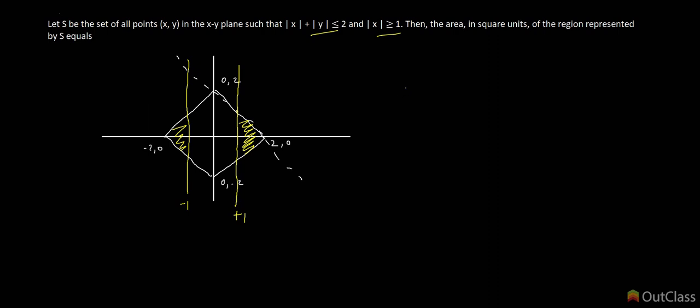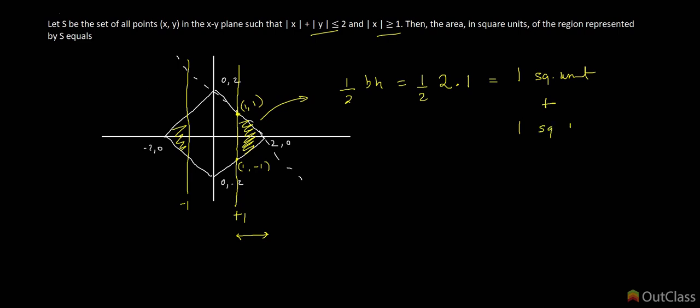They want the total area in square units. So this triangle is basically having a base of 2 units, because this point is going to be 1 comma 1, this point is going to be 1 comma minus 1. So that's a base of 2 and a height of 1, which is from here to here. So that is 1 square unit for the triangle on the right. You similarly have one more triangle on the left side, another 1 square unit. The answer is 2 square units.